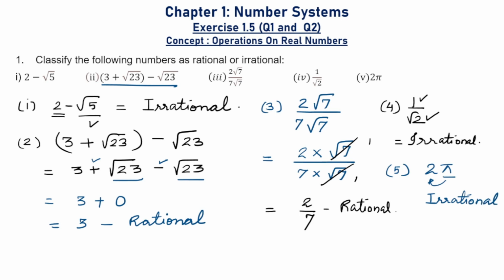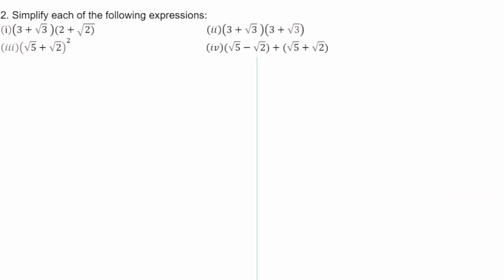Now let us move ahead and solve the next questions. In these questions, some identities are used which I will be discussing as we do the questions. Now coming to question number 1. Question number 1 is 3 plus root 3 is to be multiplied with 2 plus root 2.